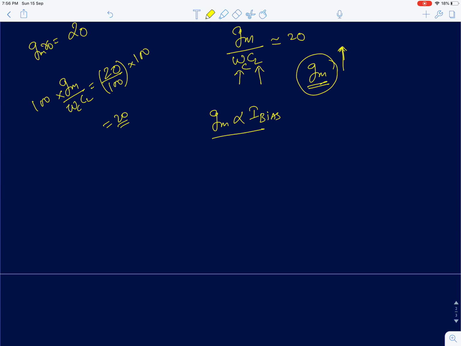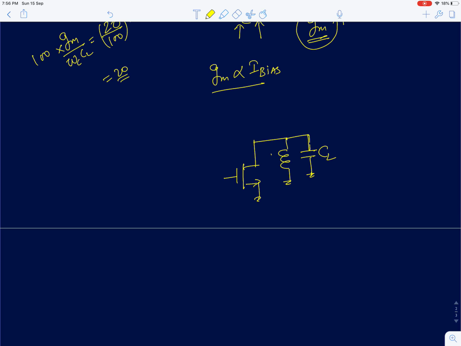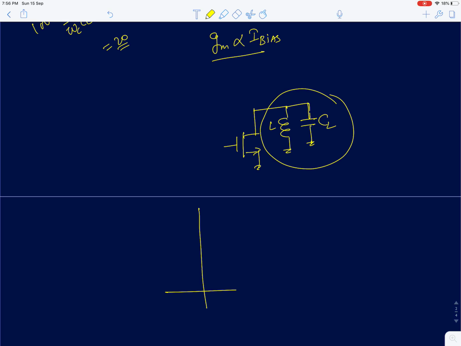One of the simplest ways to do that is to take an inductor and put it in parallel with the load capacitor. In this network, we know that the impedance of an inductor increases with frequency and the impedance of the capacitor decreases with frequency. When you put it in parallel with a capacitor, the inductive impedance has a tendency to cancel out the capacitive impedance.